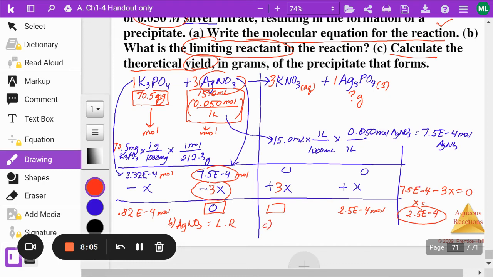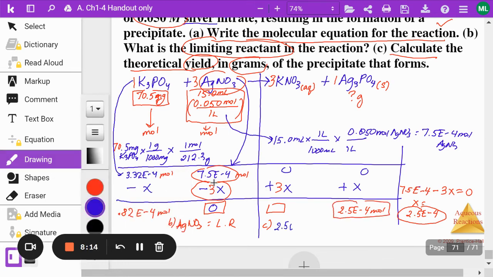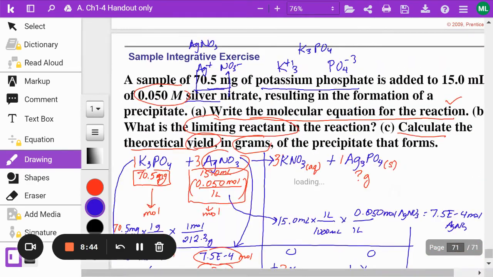For letter C, it's asking for the theoretical yield in grams. Just change this number to grams. 2.5 E negative 4 moles of Ag3PO4. 1 mole of Ag3PO4 is 418.7 grams. The answer is 0.10 grams of Ag3PO4.